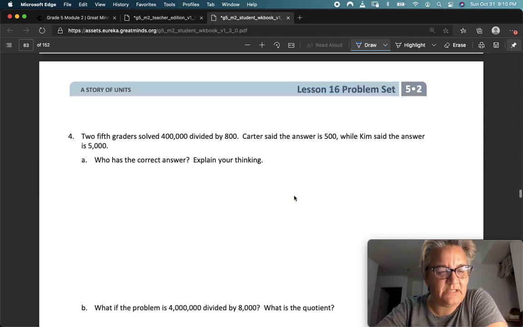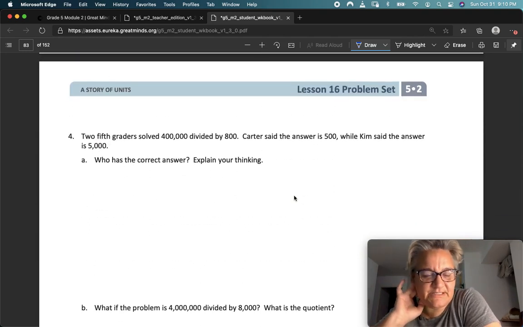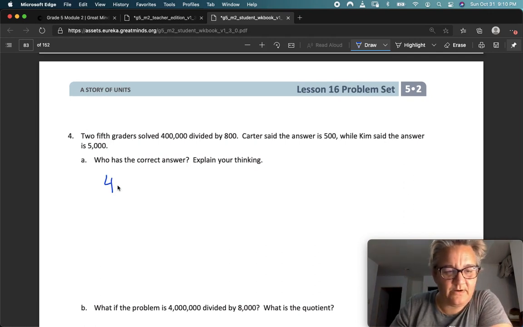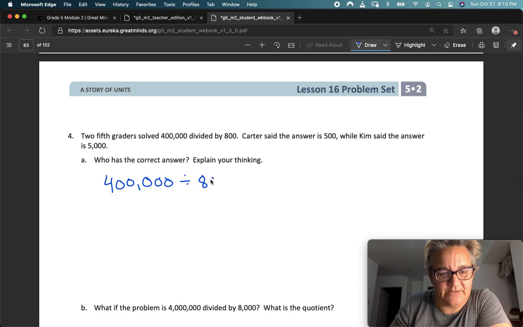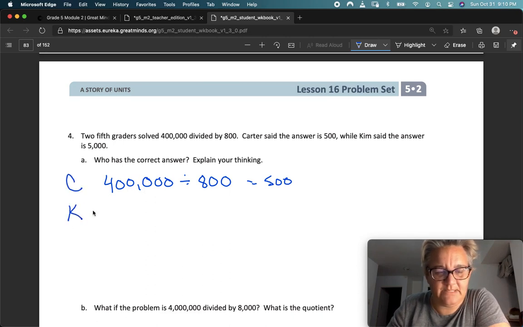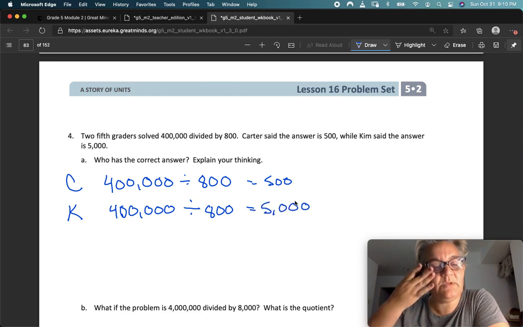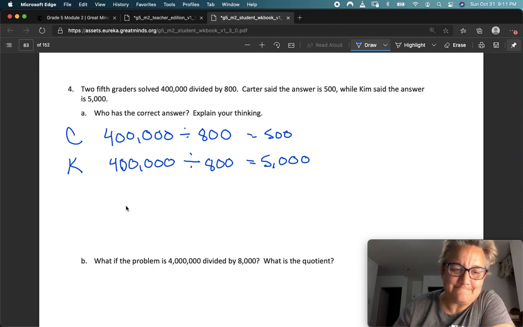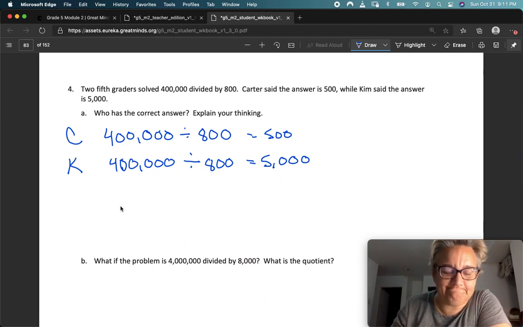2 parts. Number 4, 2 fifth graders solved 400,000 divided by 800. Okay, 400,000 divided by 800. Carter said the answer is 500. Carter. And Kim said that the answer was 5,000. Well, let's do our own answer here.